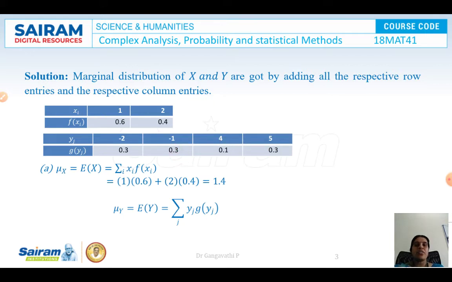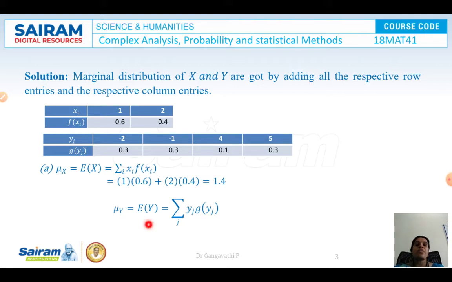Now let us answer the first sub question, which has asked us to find the expectation of x, expectation of y, and also expectation of xy. So E of x, which is nothing but mu x, by the definition is summation over i of xi into f of xi. We know there are two values of x, that is 1 and 2, so i is equal to 1 and 2. When i is equal to 1, it is x1 into f of x1, plus when i is equal to 2, x2 into f of x2. The x1 value is 1, the x2 value is 2, f of x1 is 0.6 and f of x2 is 0.4. When we simplify this, we get the answer as 1.4.